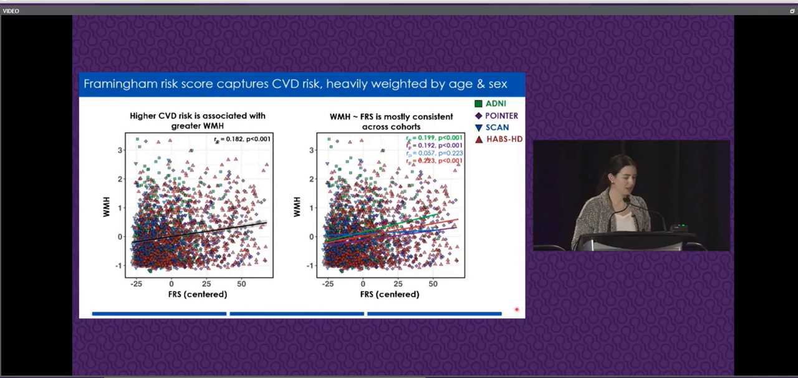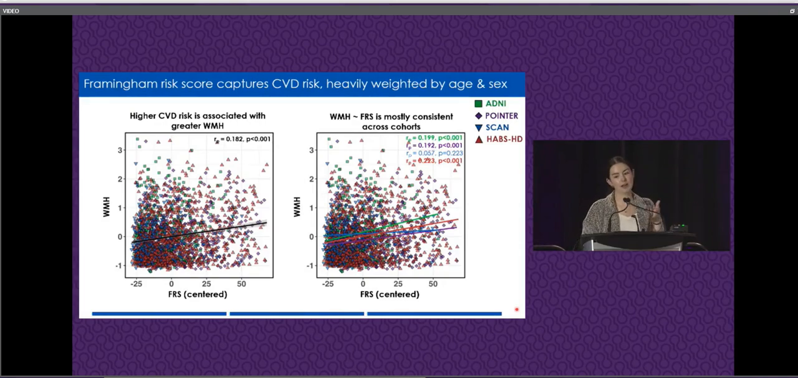in these cohorts. But whenever we see an association with FRS, we think to ourselves, okay, well, which components of this association are driving the effect? And so you'll see here I didn't adjust for age and sex on the y-axis because we know that age and sex are part of the FRS and are driving this effect in part.